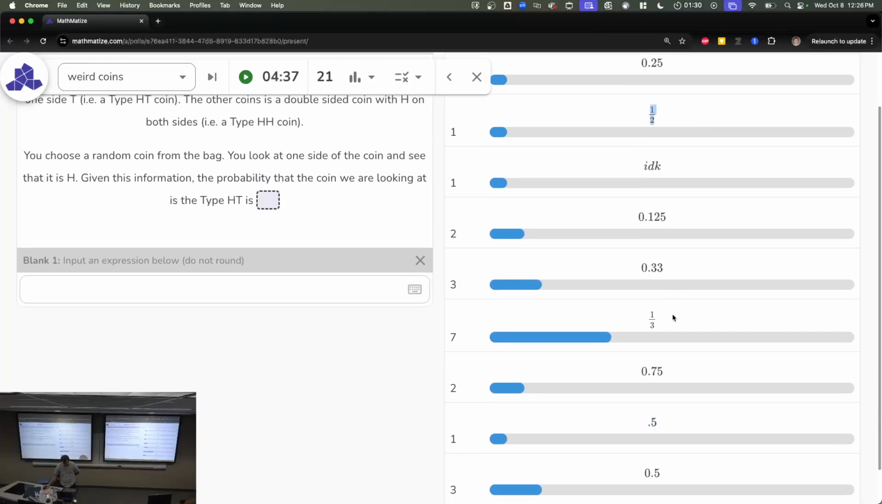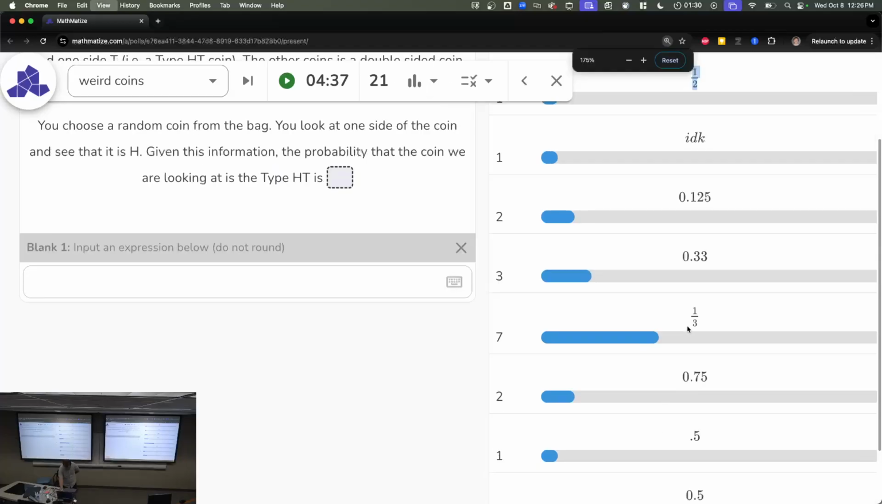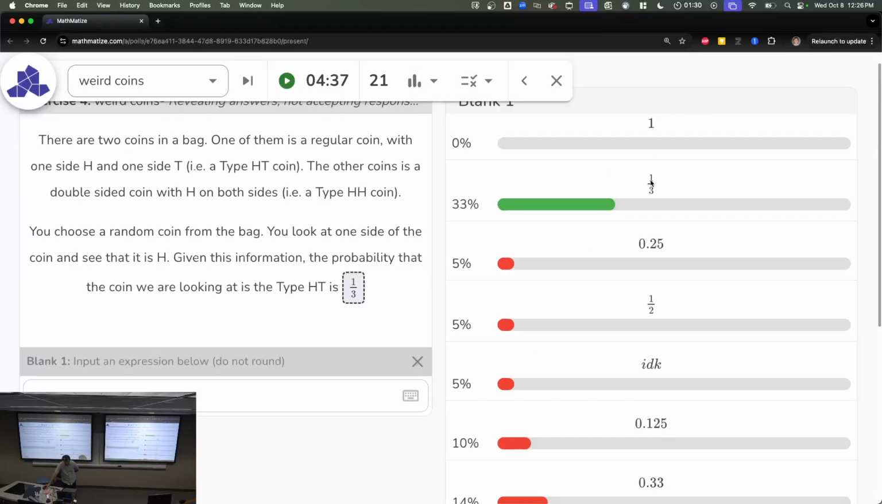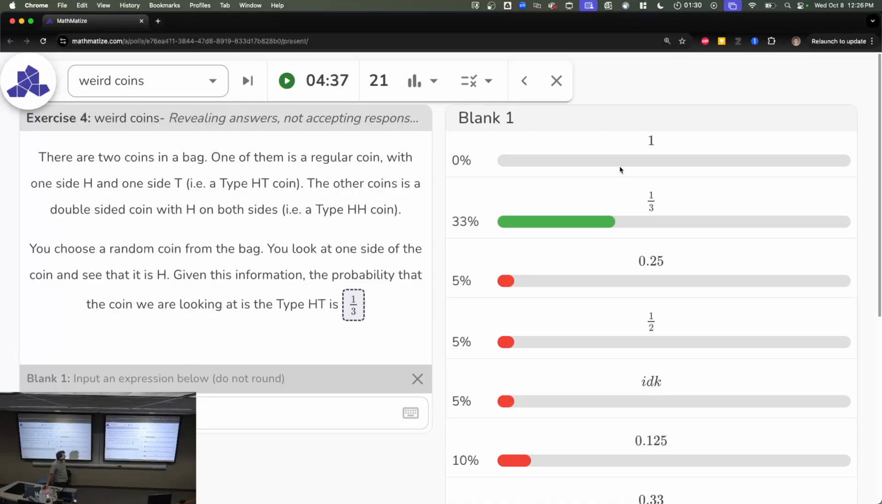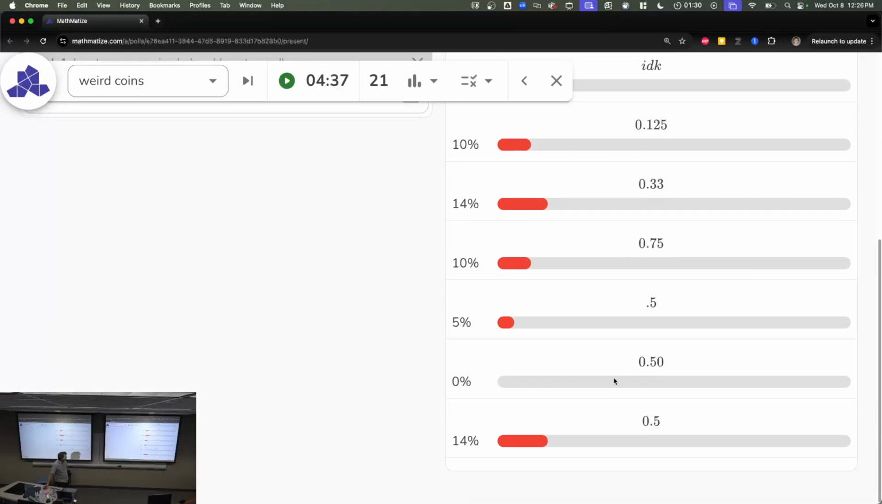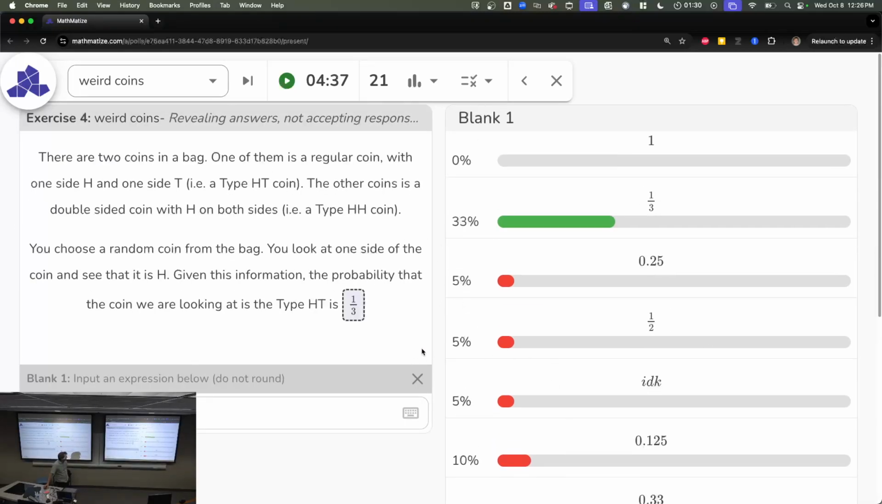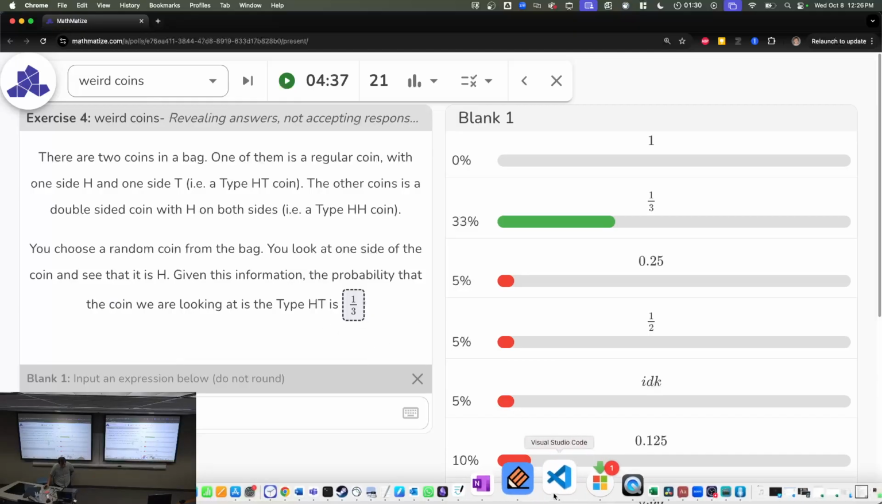5 people said 0.5, but 7 people said a third. Some people also wrote 0.33, maybe they also meant a third. And that is the correct answer. So it is indeed 1/3. So what is going on here? Why is it not a half? It seems like it should be a half. 2 coins in a bag, you pick one at random. But it's not a half, it's a third. Let's draw the picture and solve this problem.